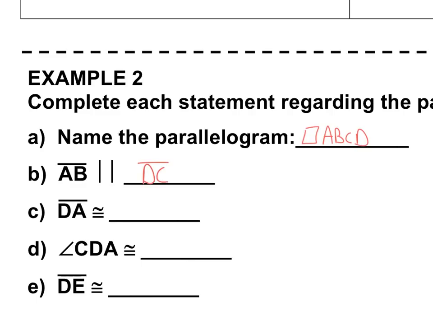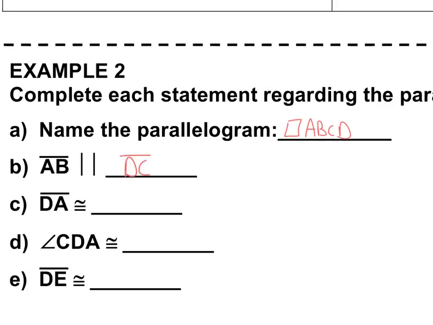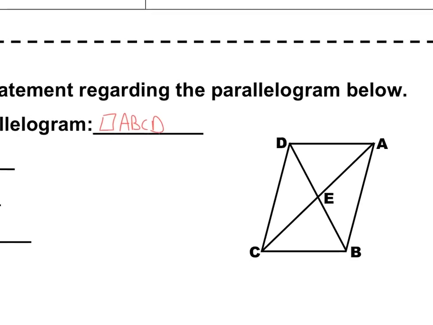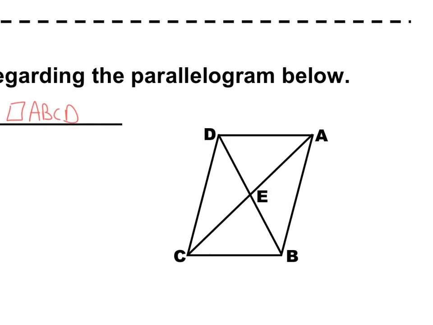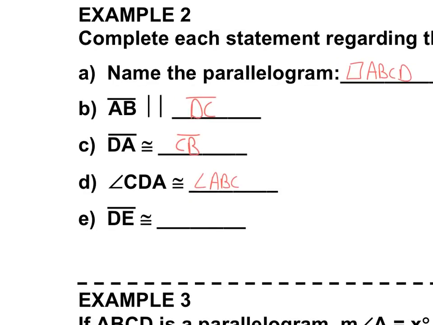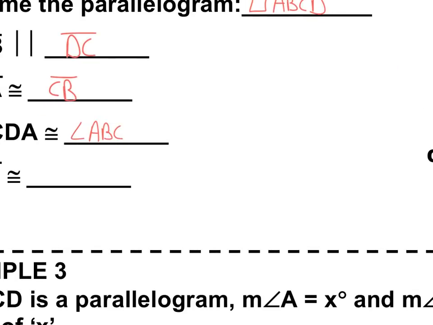Then it says segment DA is congruent to what? Well, DA is this top one. Opposite sides are congruent, so I'm going to say segment CB. It says angle CDA is congruent to. Well, here's angle CDA. Opposite angles are congruent, so I'm going to say angle ABC. Then last it says segment DE is congruent to. Well, DE is part of this diagonal there, and since diagonals bisect each other, the other part of that diagonal would be congruent. So I'd say segment EB.